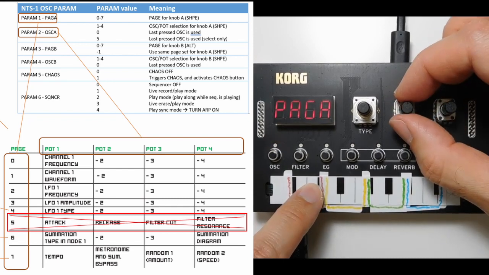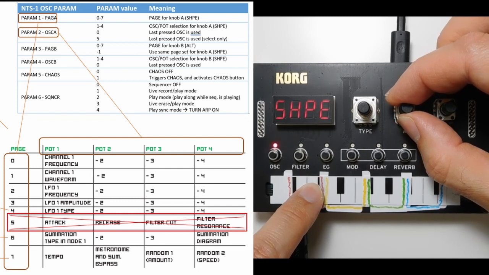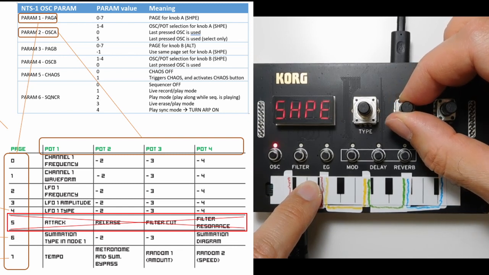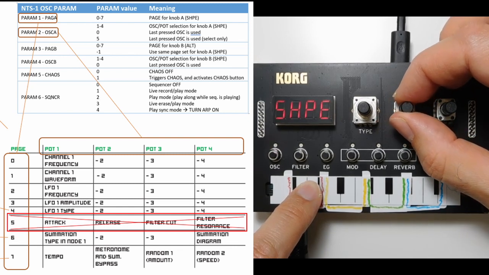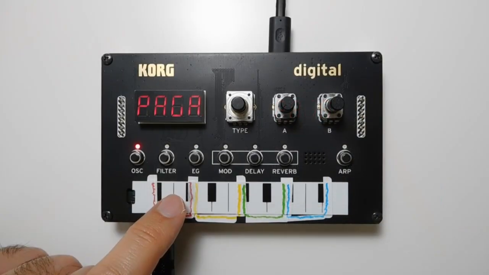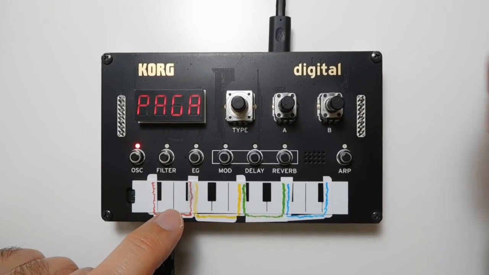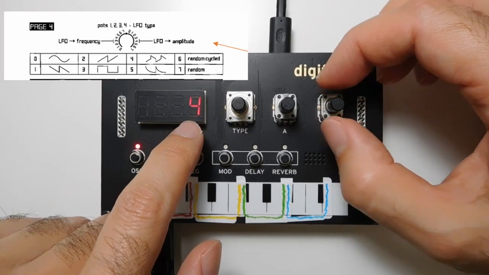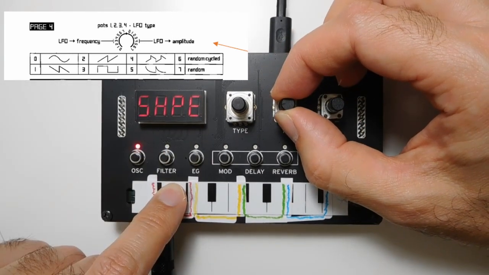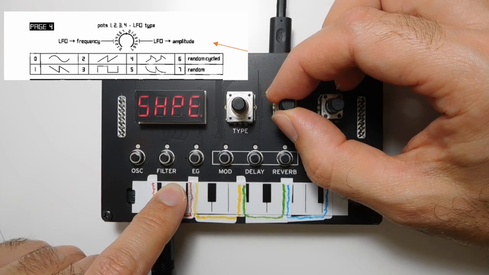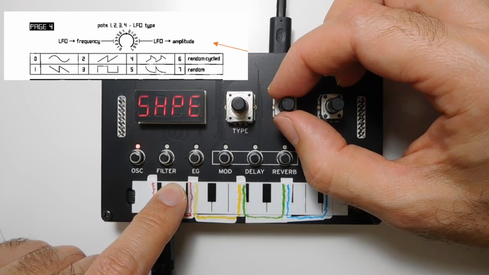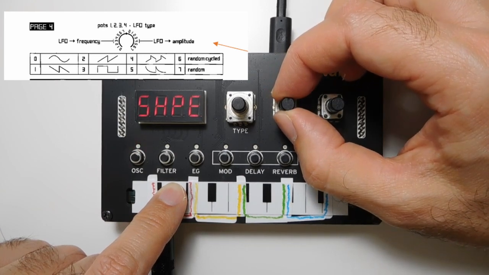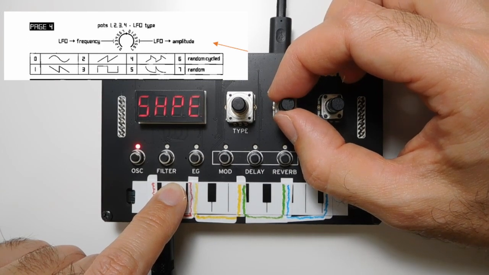So if I go back to page 2, back to page 3. So parameter 4 changes the type of LFO, which is the shape of the LFO and the destination. When you select page 4, turn the knob, it will change different shapes for the pitch until it gets halfway, and above halfway it will change different shapes for the amplitude.